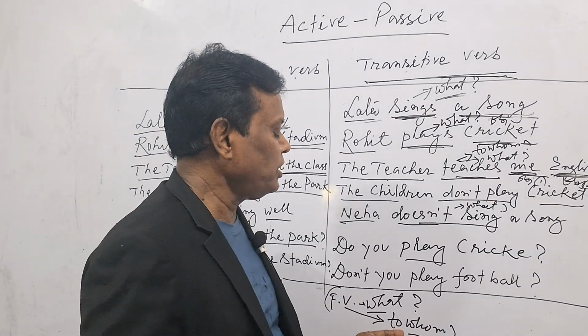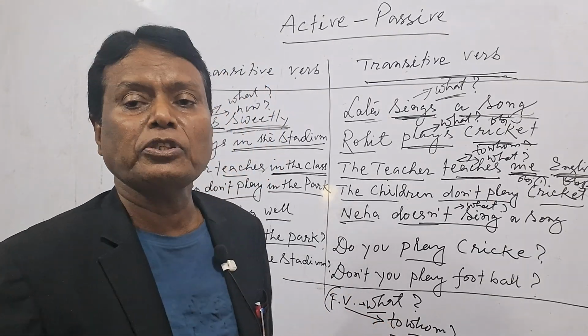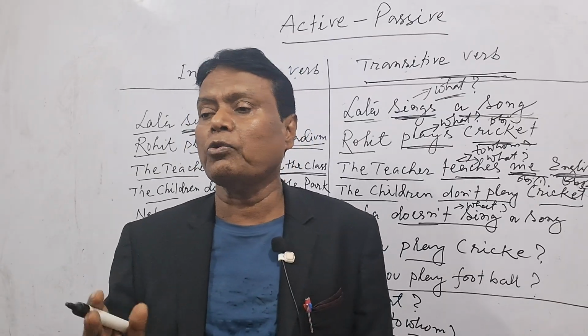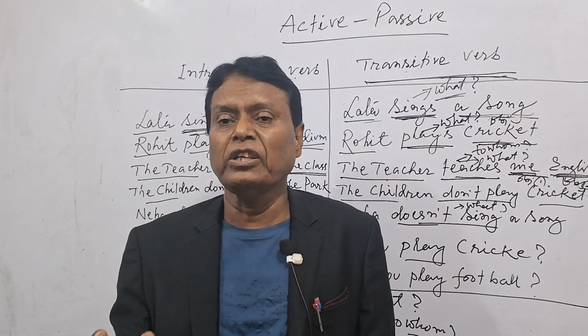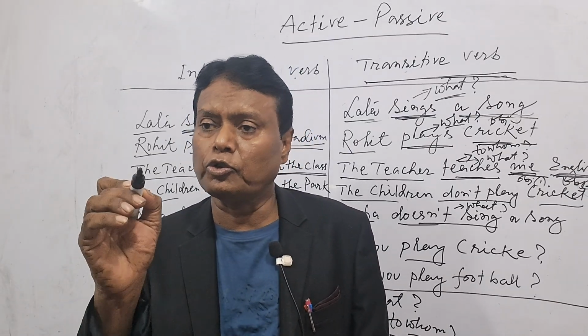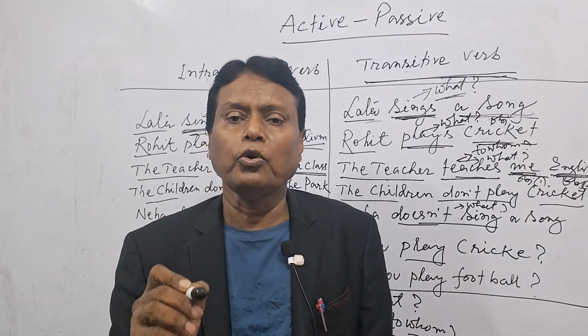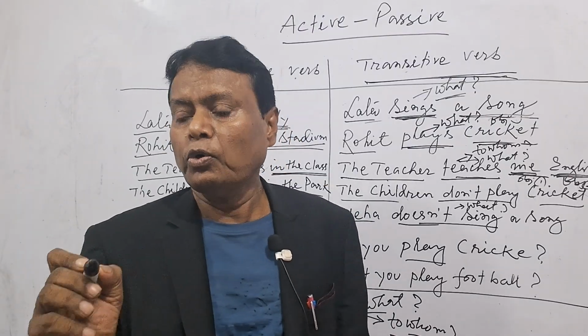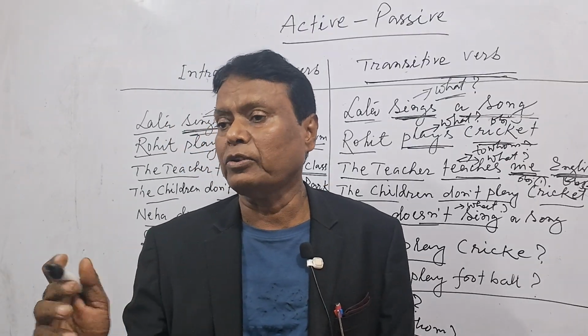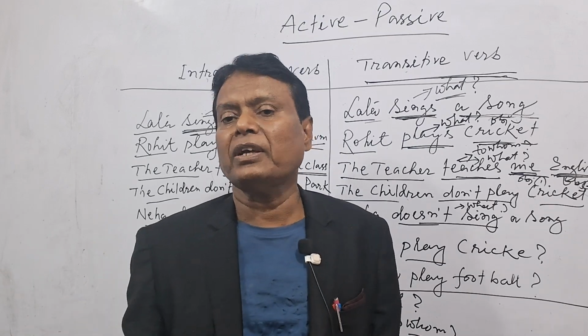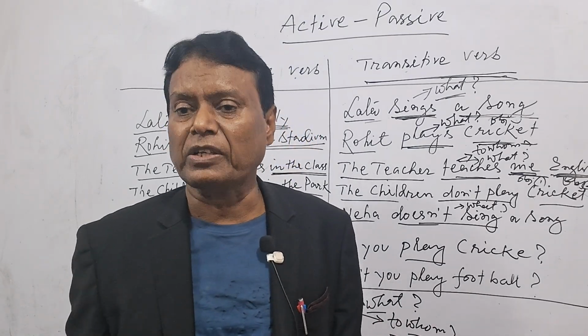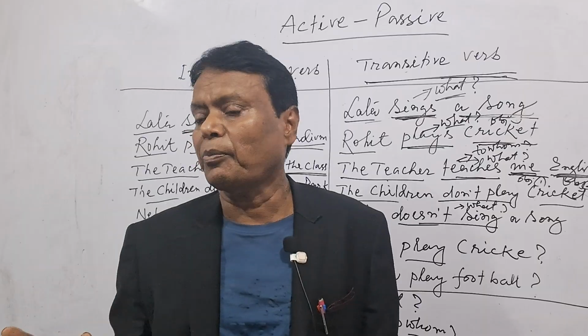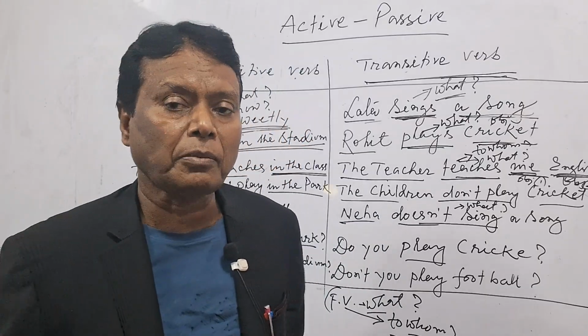Then to whom. Out of so many W families, where, when, why, how, whom, which, so many are there, choose only two, that is to whom and what. If you get the answer to either of these two, then you can convert into passive. Otherwise don't try to convert into passive, it won't happen, because the object is nil.